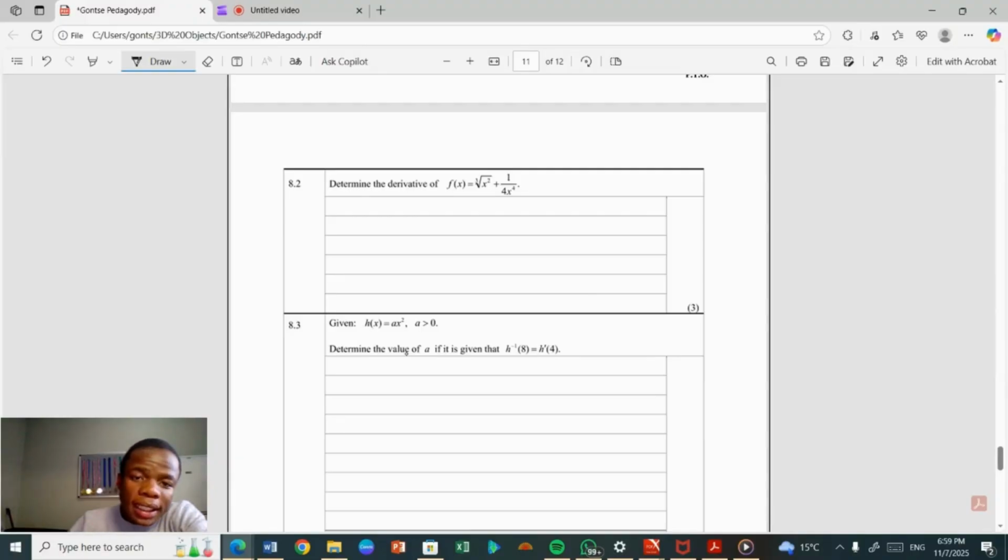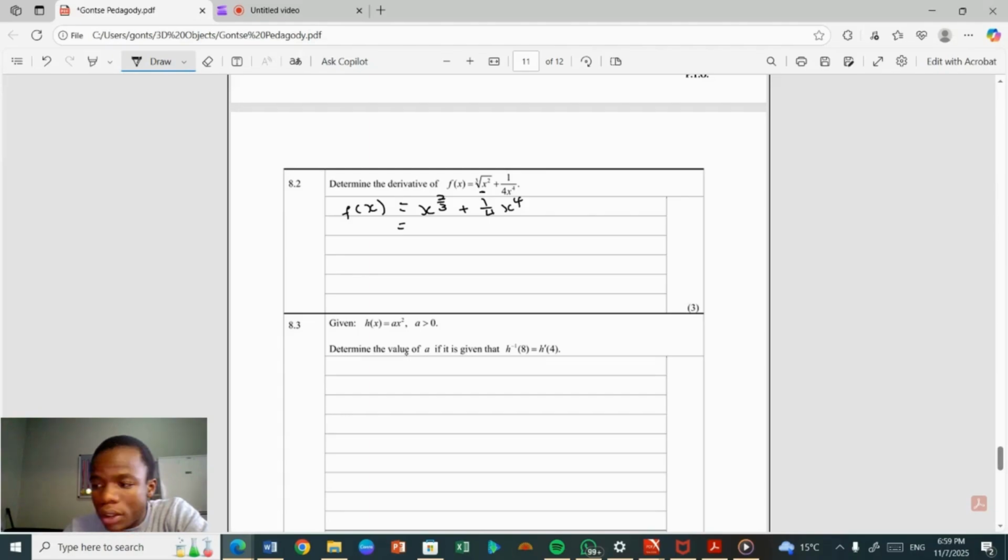Okay, they said determine the derivative of f of x is equal to, okay, so here you have f of x is equal to, you change this, so you'll have x to the power of 2 over 3, right? Plus 1 over 4 x to the power of 4, right?